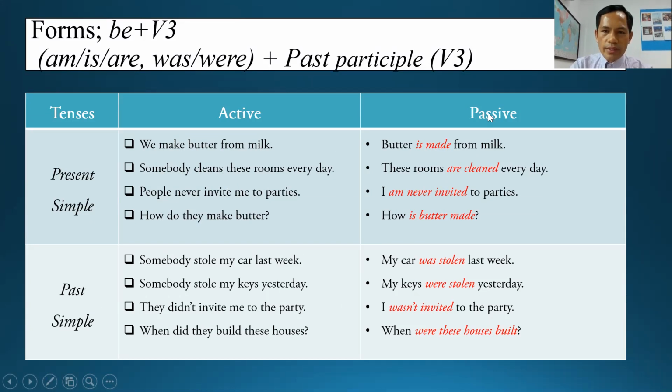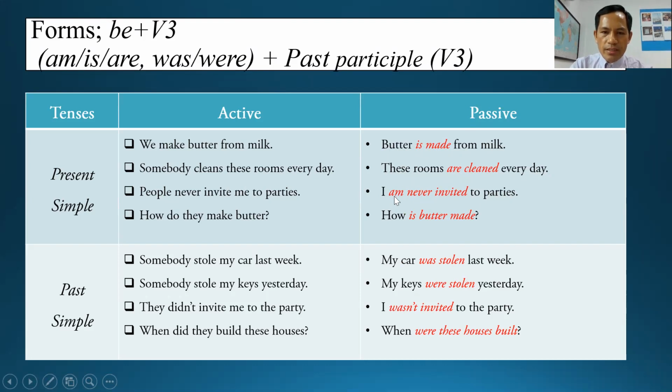When we change them into passive form, butter is made from milk. Butter, uncountable. That's why you use is. Verb 3, made. Verb to be plus verb 3. These rooms are cleaned every day. These rooms, plural already. That's why I use are. Verb 3. I'm never invited to parties. I am.